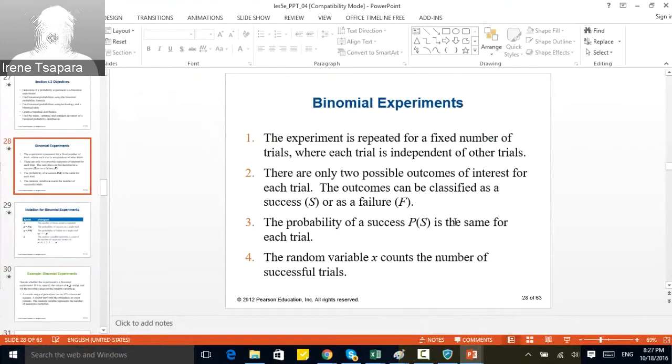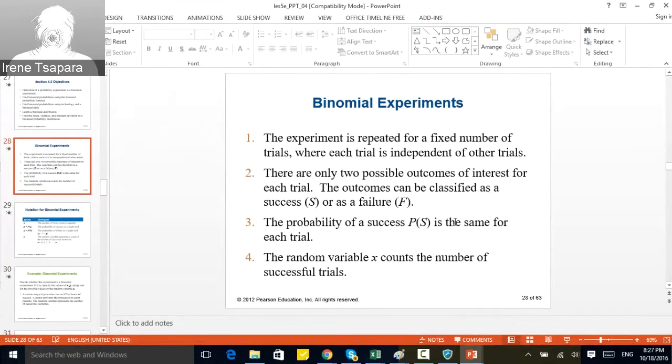First of all, we have trials that are independent of each other, meaning the probability for each one of the trials stays the same, it doesn't change, and it is not affected by the previous trial. Also, there are two possible outcomes and only two for each one of the trials.